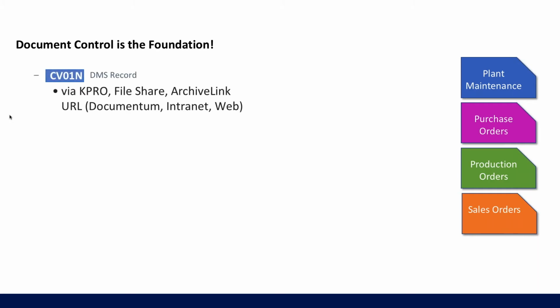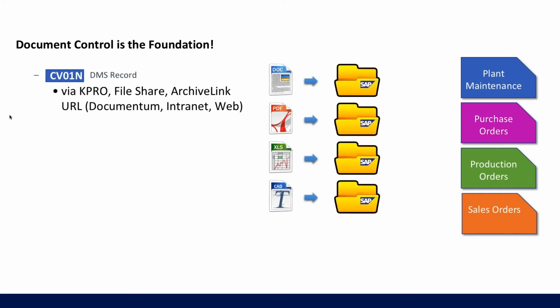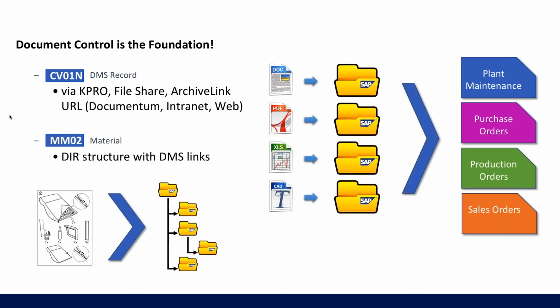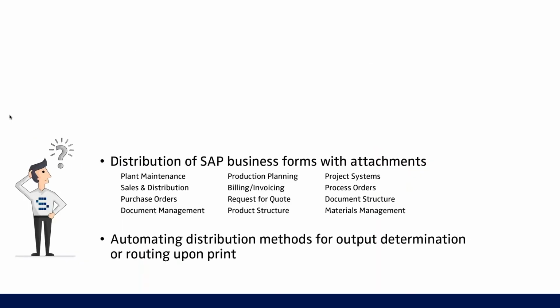The first step, as Chris described, is proper document control. We want to make sure that the drawings and files are stored in the document management system, whether standalone or built into material structures. These links can be assigned to almost all SAP business modules. When these are connected, any change to a document will be automatically reflected in the process where it's associated.